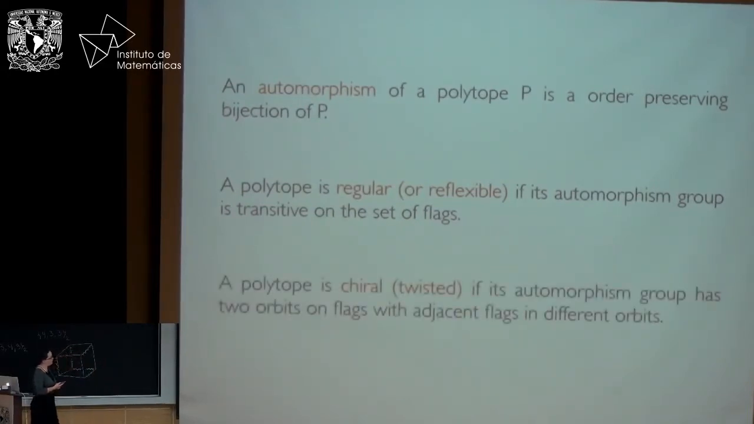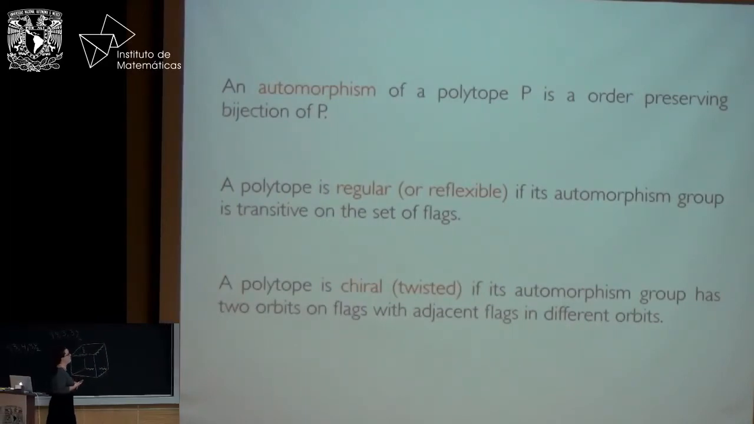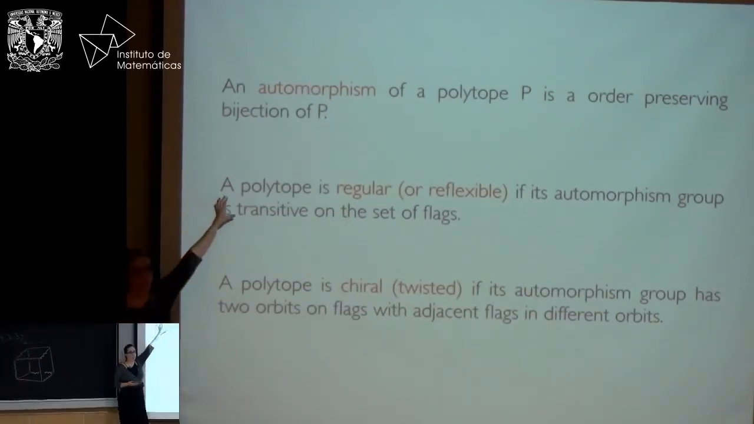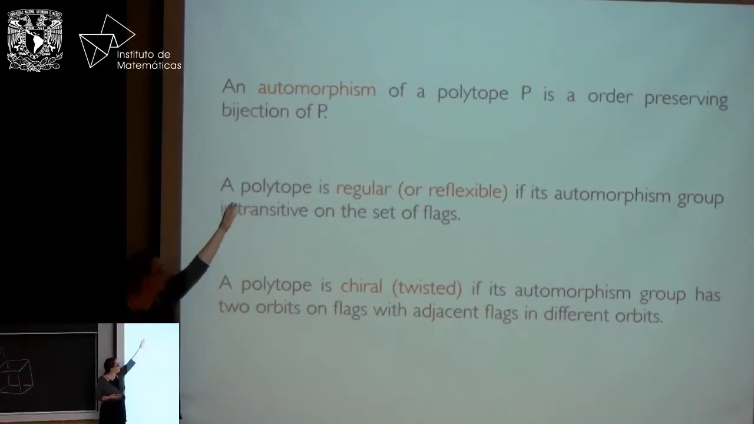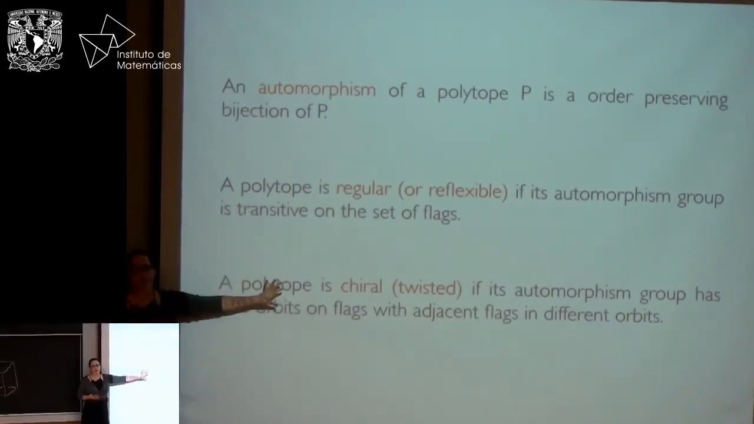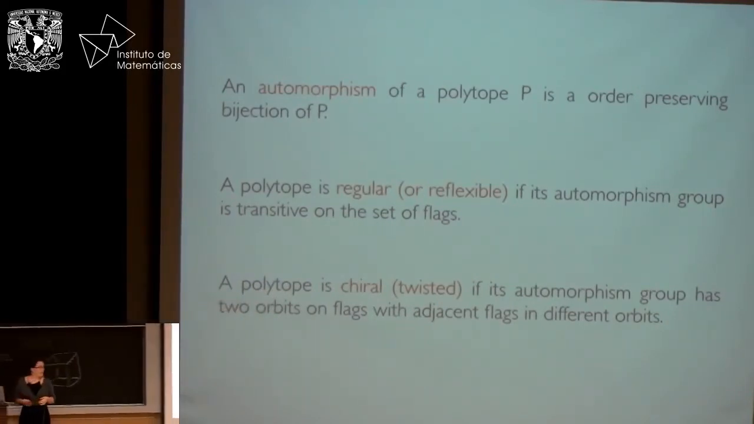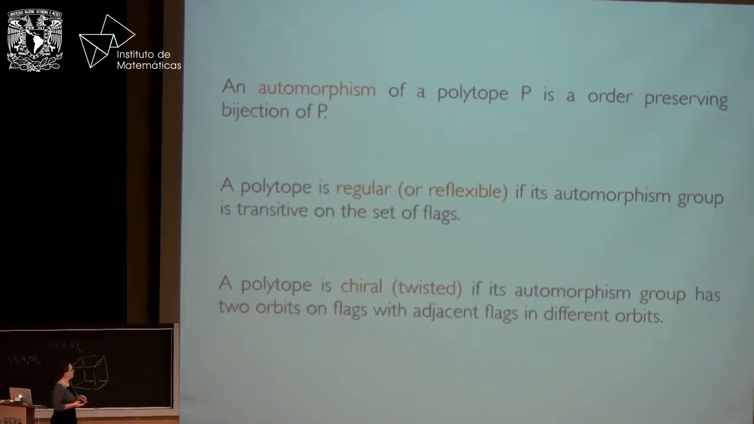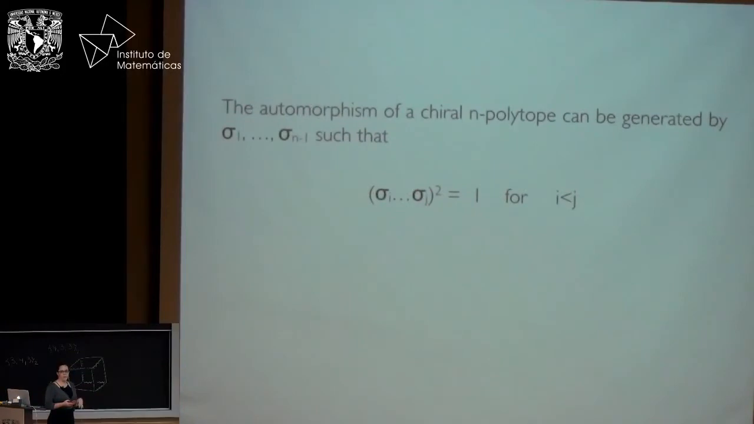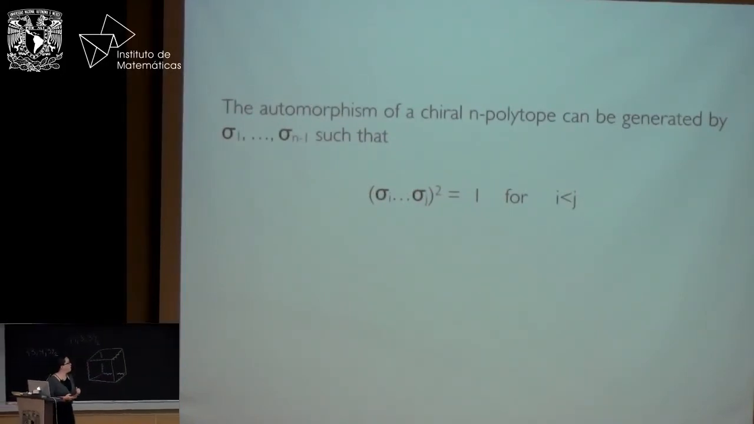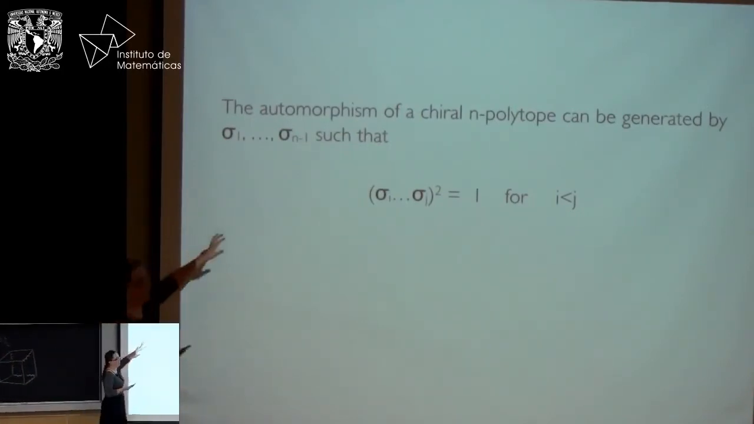And I'm going to say that the polytope is chiral or twisted if the automorphism group has two orbits on flags, with adjacent flags in different orbits. So this is precisely the idea. Here I have reflexible, so I have all the possible reflections, and then here I have all the possible rotations, but I have no reflection. And the group of a chiral polytope or a twisted polytope looks much like the group that I showed you before. So it's generated by n minus one rotations that satisfy some relations.